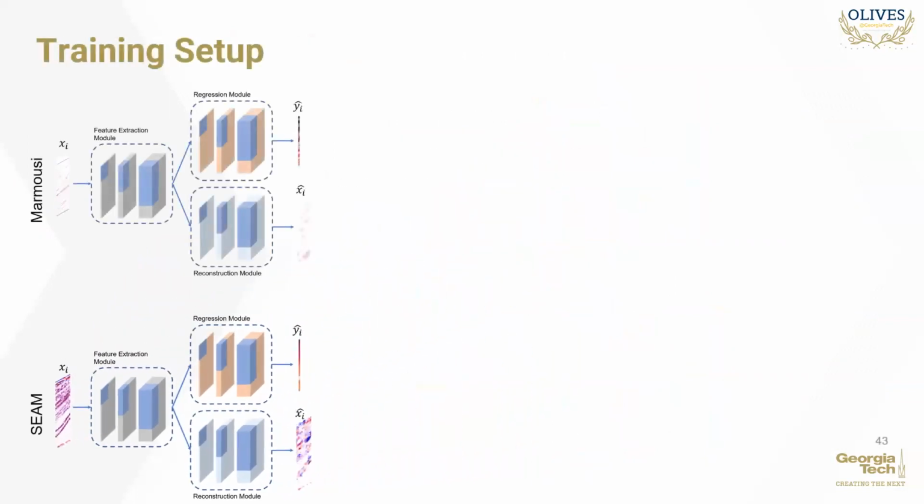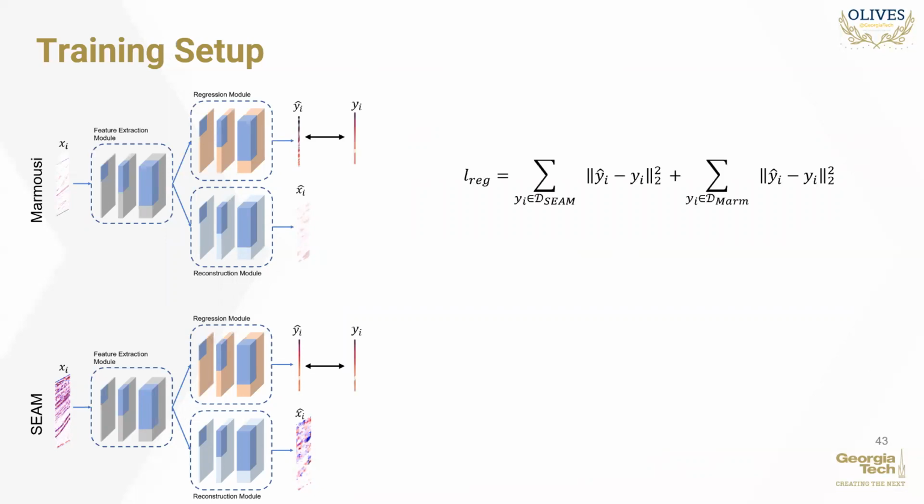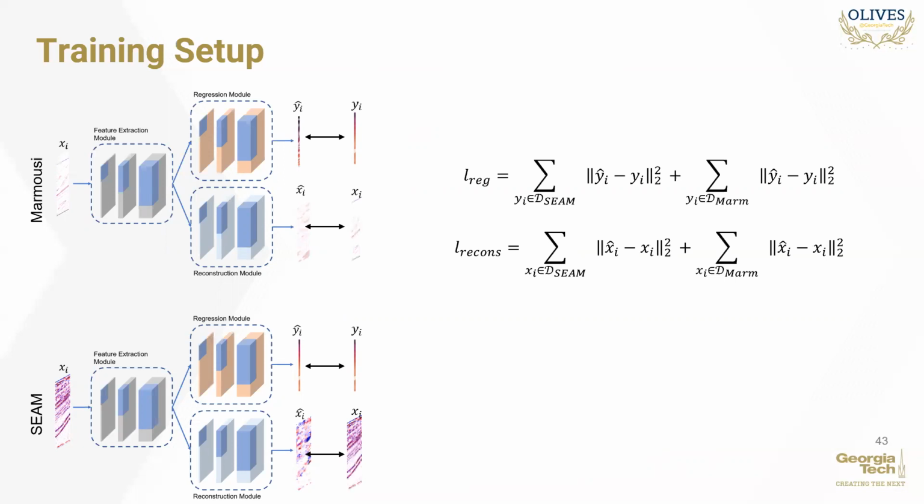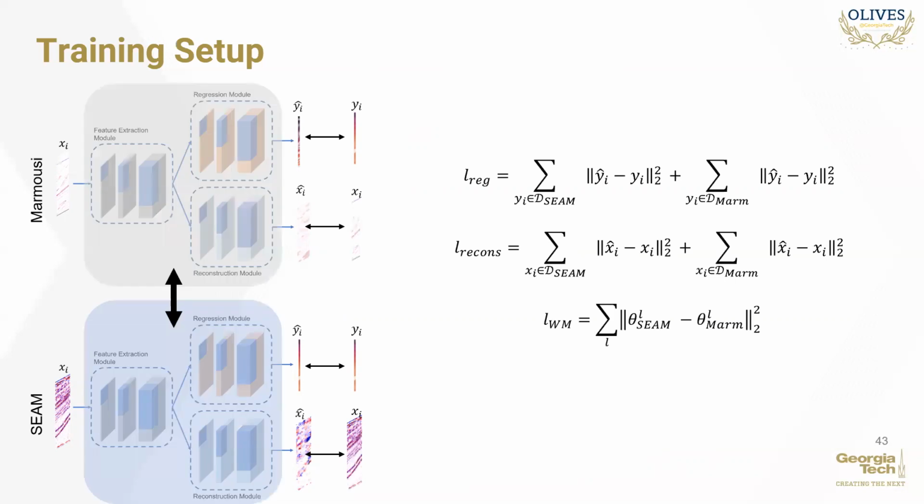In this case, I have two different architectures. I have an architecture that is being trained on the Marmousi data set, and I have another architecture that's being trained on the SEAM data set. They're both simultaneously training on their respective labeled data pairs. And as they're doing that, they're also sharing their weights with each other.